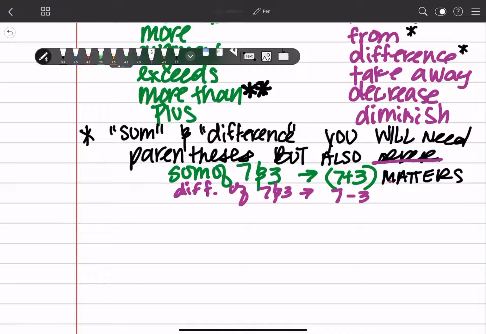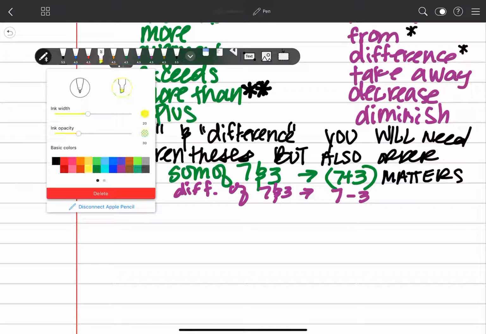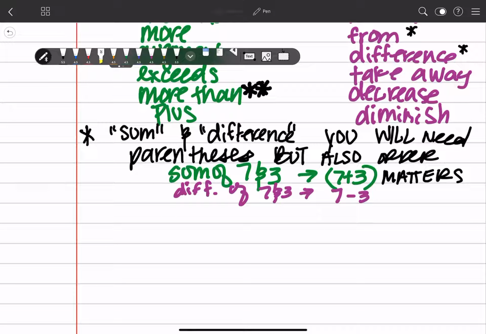Your order matters. So if you've got a highlighter, use it, because that is super important, okay? For sum, difference, and the word from.